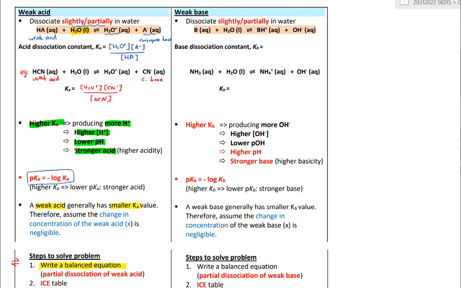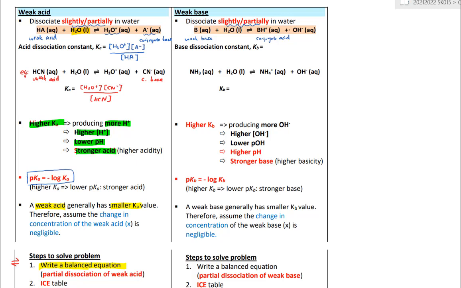Next, let's look at the calculations for the weak base. We know that a weak base will dissociate slightly or partially in water. So here is the equation. B stands for the base. When it dissociates in water, it will be in equilibrium, producing the conjugate acid. If this B is our weak base, after accepting the proton, it produces the conjugate acid. The H2O behaves as the acid, and after releasing the proton, it becomes OH negative.